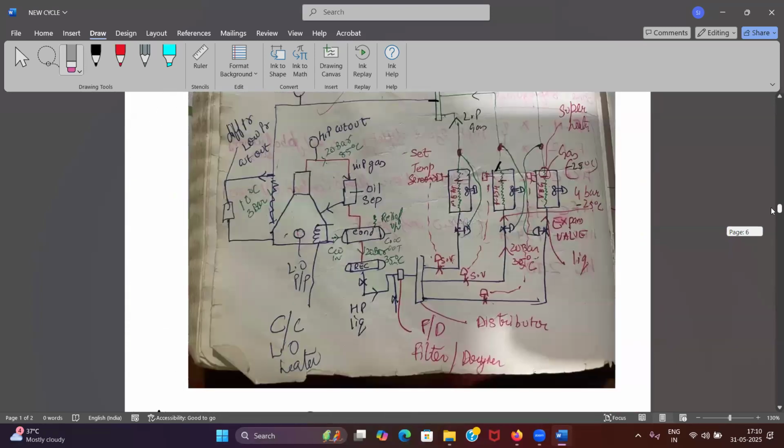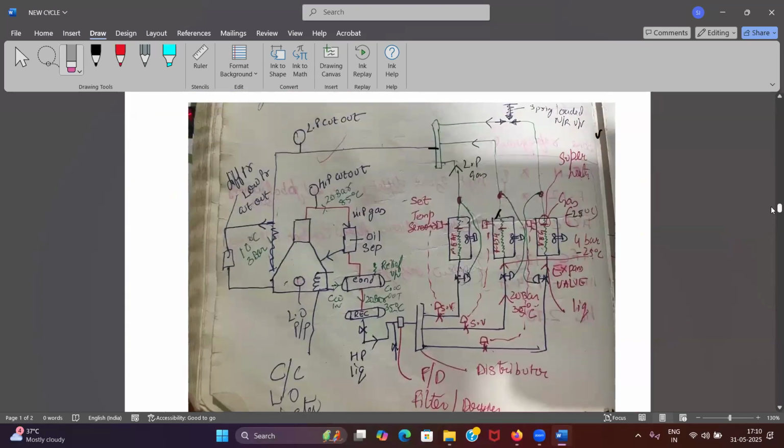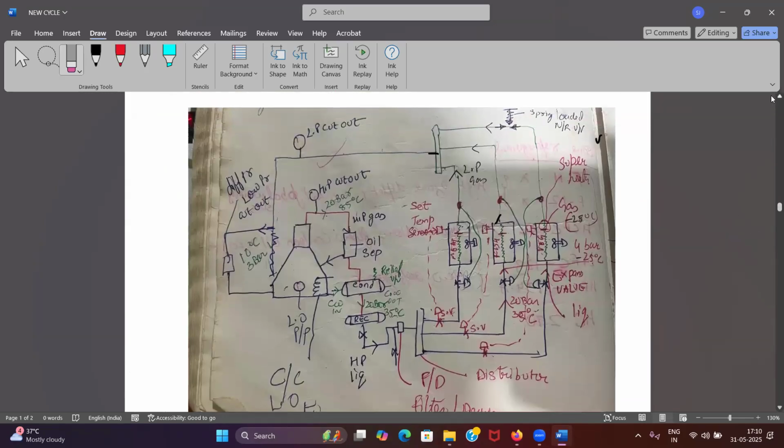Okay. And sir, in the condenser, we talked about subcooling. What was there? Subcooling, it should remain 100% liquid. That's why, right? Yes, yes. Okay.